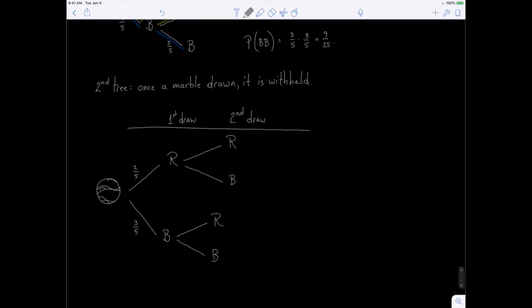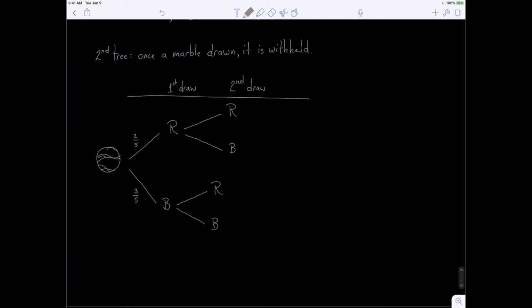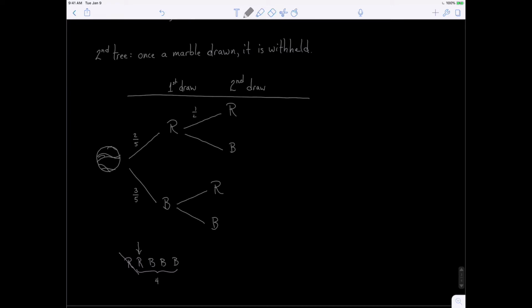When you first drew a red, let's imagine a little sample space down here. When you first started out, you had a red, and then 3 blues in the bag. So if you first draw a red, and then it's now withheld, when you go to reach in on your second draw, notice a couple things. One is the sample space is no longer 5, there's only 4 left. And there's only 1 red. So the probability of the red on the second draw becomes 1/4.